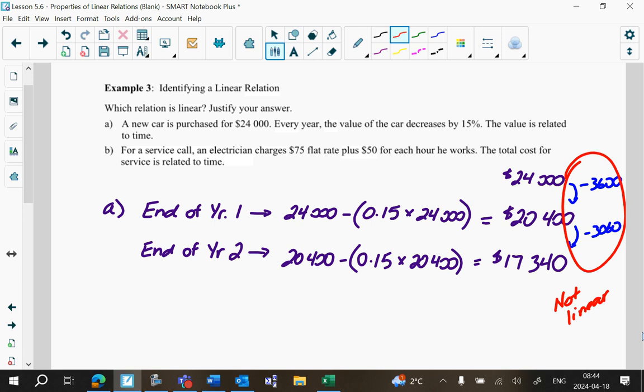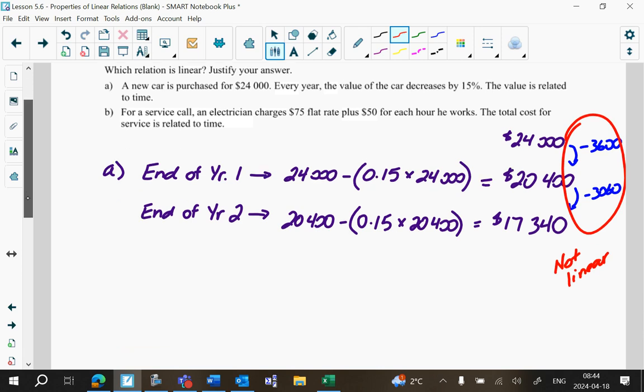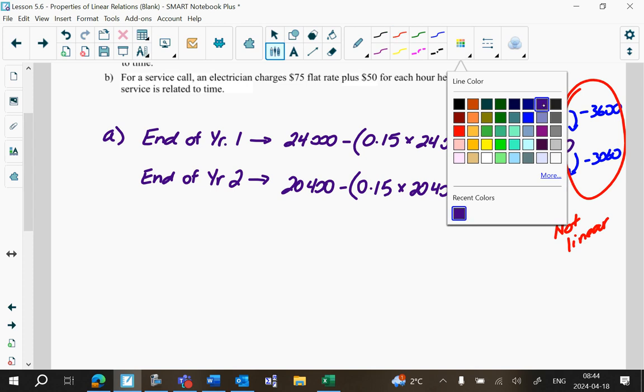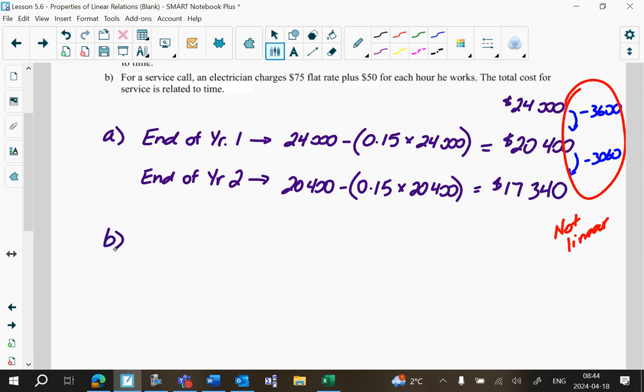For part B, maybe you can reason it out by just looking at it, by just reading the question. So for a service call, an electrician charges $75. So right away you have to pay $75 plus $50 for every hour he works. The total cost for the service is related to time. Would that be linear?